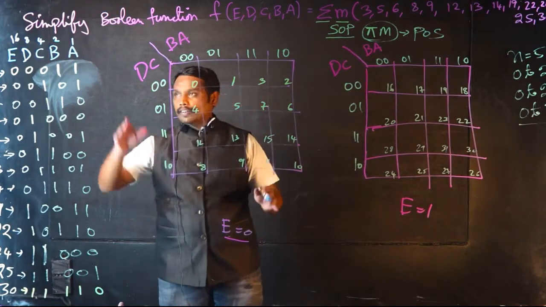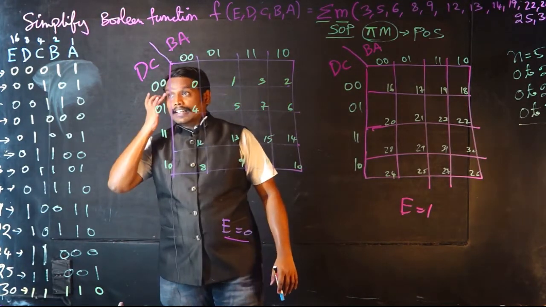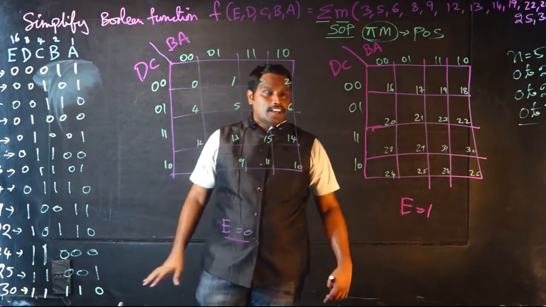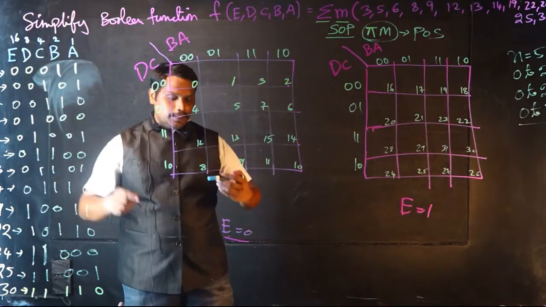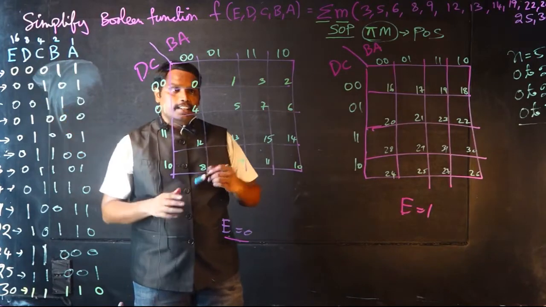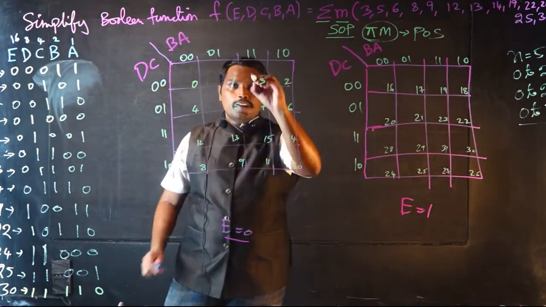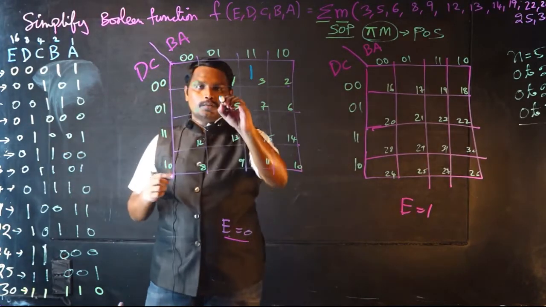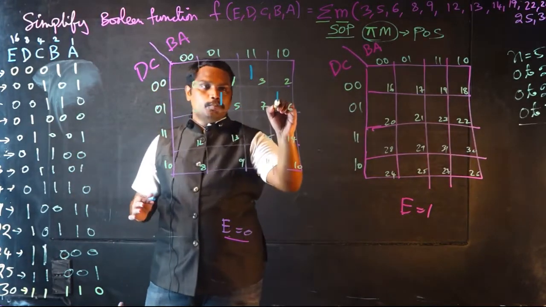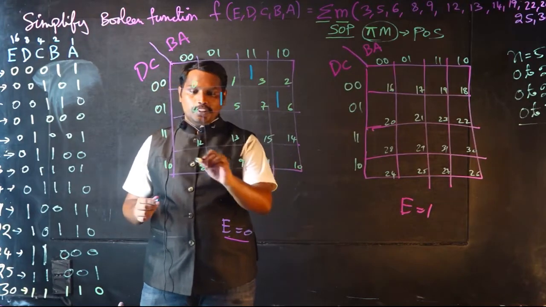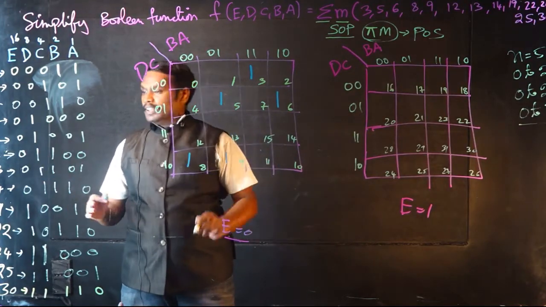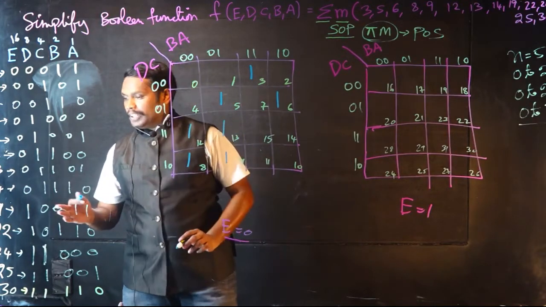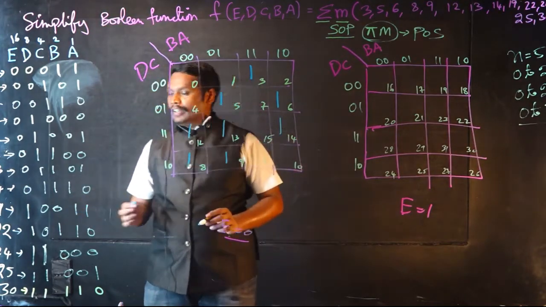Now you are going to plot all the ones, the corresponding minterms, in the Karnaugh map locations. You can see 1 on 3, so at position 3 you place 1, and then at position 5 you place 1, position 6 you place 1, position 8 you place 1, position 9 you place 1, position 12 you place 1, position 13 you place 1, position 14 you place 1, and 19.